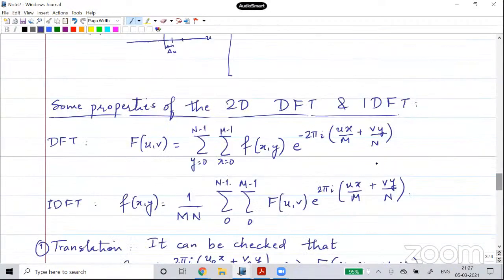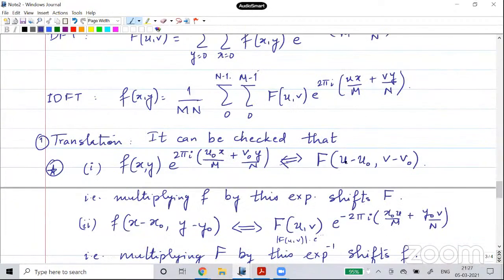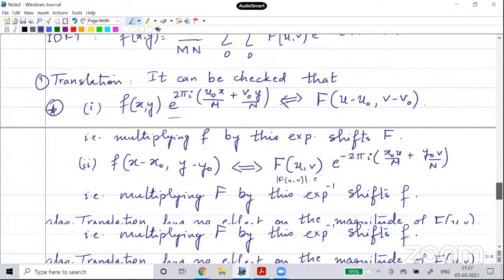What is the property that we just saw here? Now you want to move from 0 to m/2, n/2. So you have to multiply the original function by some exponential. Now our u0 and v0 are going to be m/2 and n/2 respectively. If we do that substitution, we will get the exponential function that needs to be multiplied to f(x,y) to effect that shift.